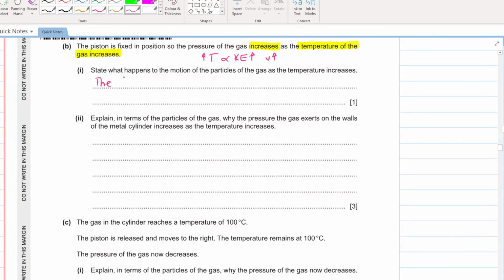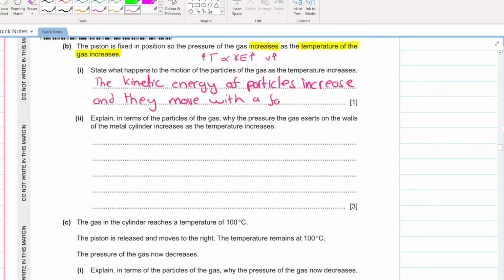The kinetic energy of particles increases and they move with a faster speed. Perfect. Let's move on to the next one.